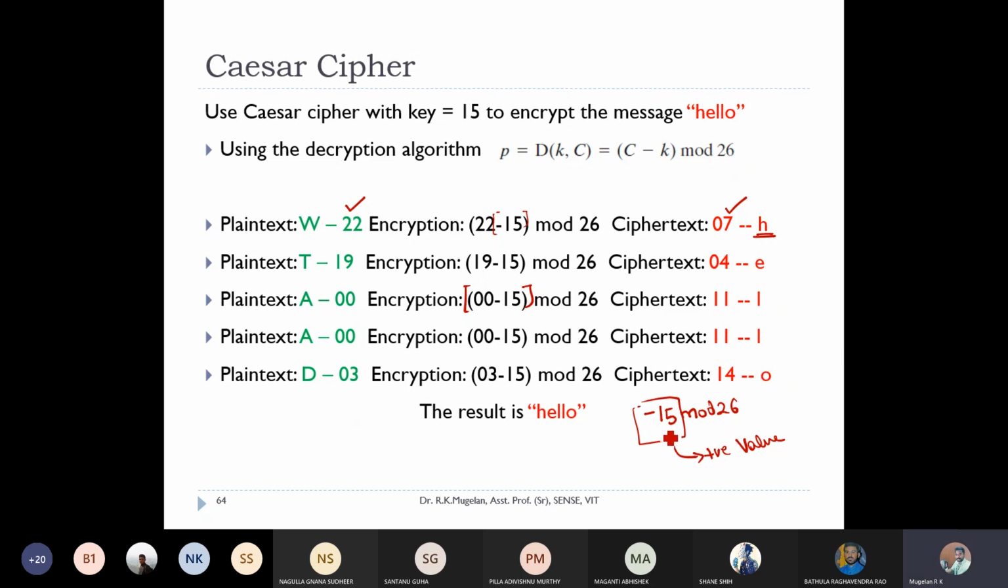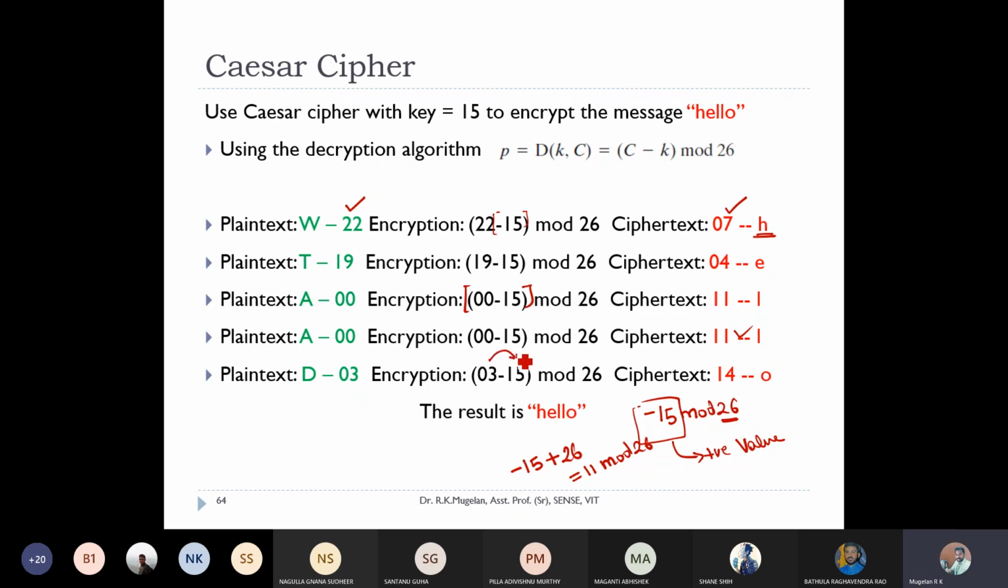Right. So to convert this minus 15 into a positive value, what we have to do is take the negative value which you find and add the modulus, that is, the modulus value 26. So minus 15 plus 26 will give me 11. Then you go for modulo 26. So 11 mod 26, I'll end up with 11. Right.